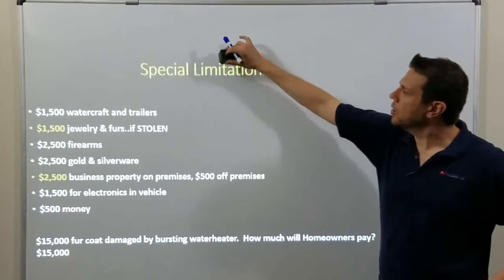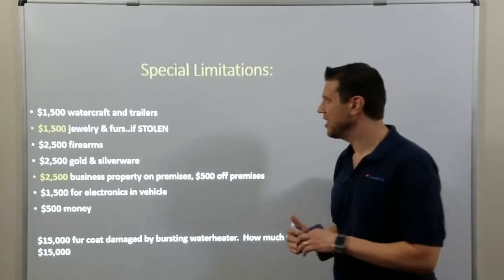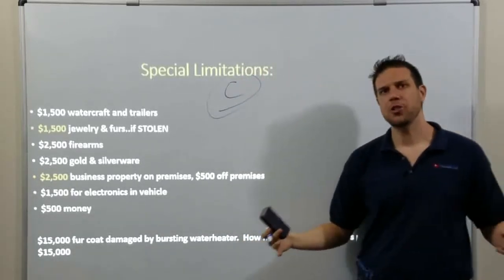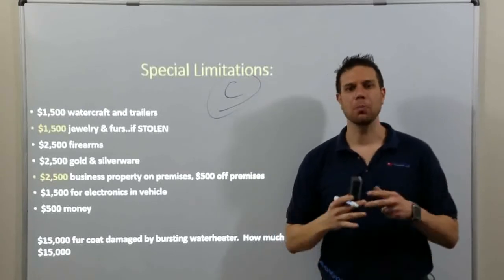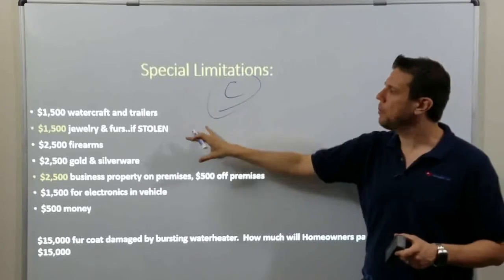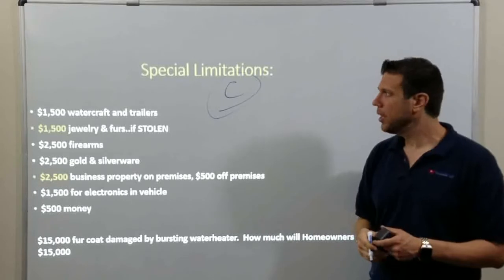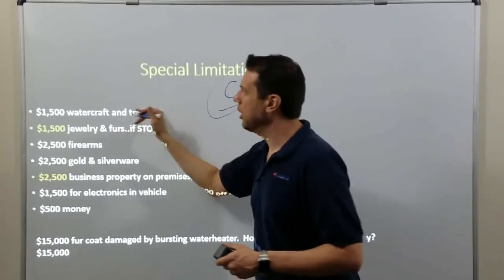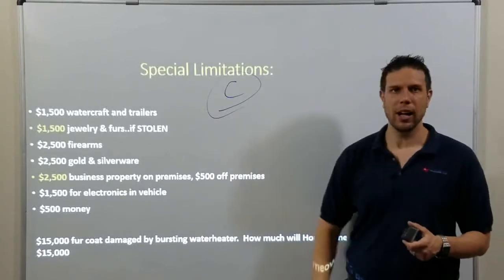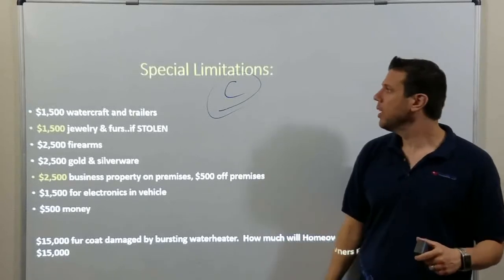Homeowners insurance also places certain limits on things. Coverage C, this is what we're talking about, contents. Since homeowners insurance is a package policy that covers many different things, the insurance companies ask you to pay extra for certain things that are stolen a lot. So like your watercraft and trailers, boats, jet ski, things like that, $1,500. You can get more, you just have to pay for it.